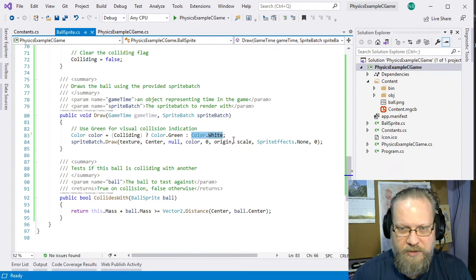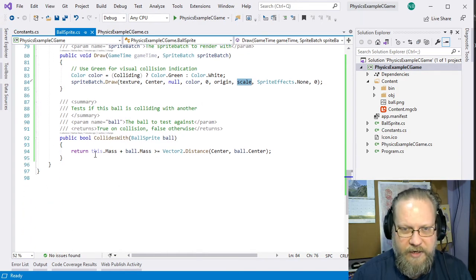Otherwise, we'll just use color white. So we just use the ternary operator here to decide which one to use, and then we draw. And notice we're using one of the more expanded versions of this, where we provide the position, a source rectangle which we set to null, so we use the whole texture, the color that we defined up here, and then a rotation value, which we're never rotating this, the origin vector, and then the scaling value, which we calculated up above, and no sprite effects, and setting the depth layer to 0.